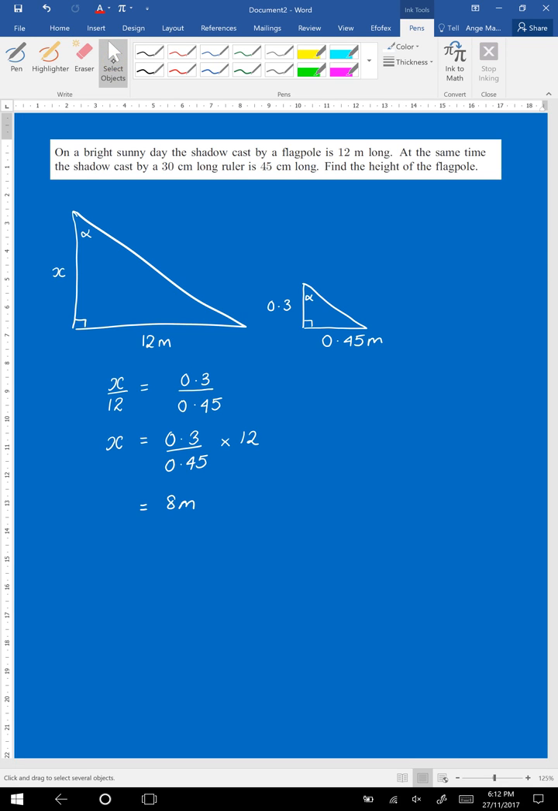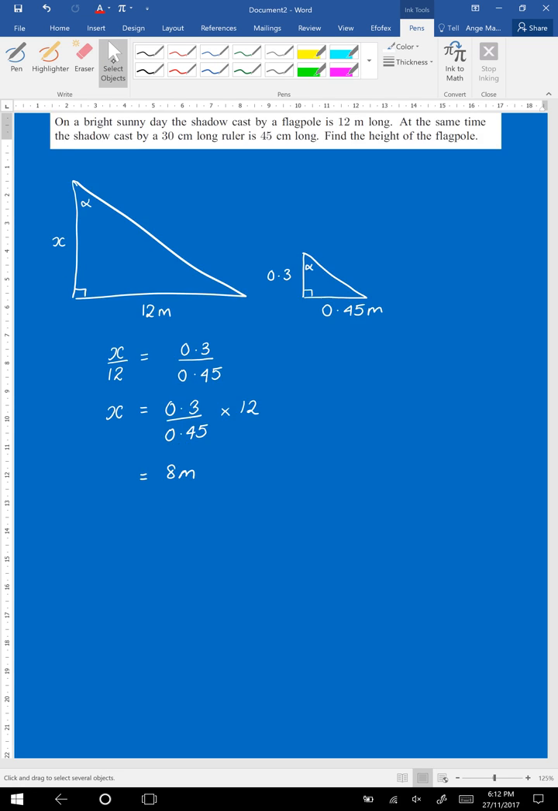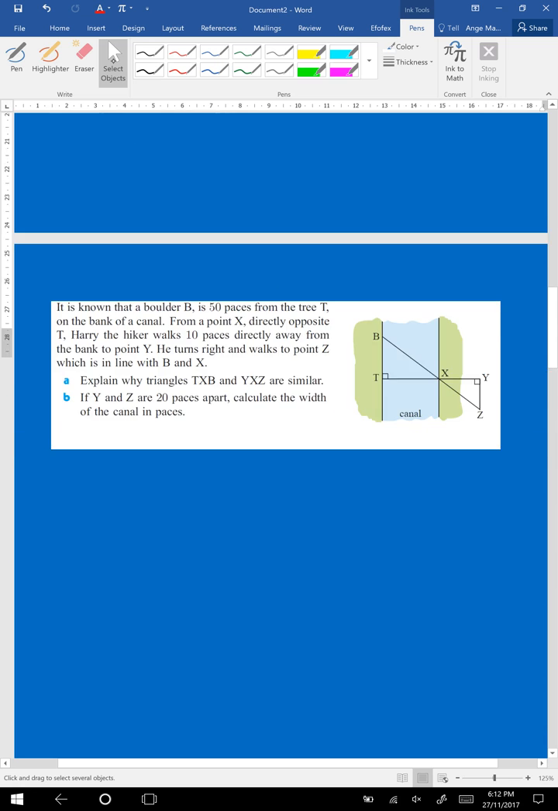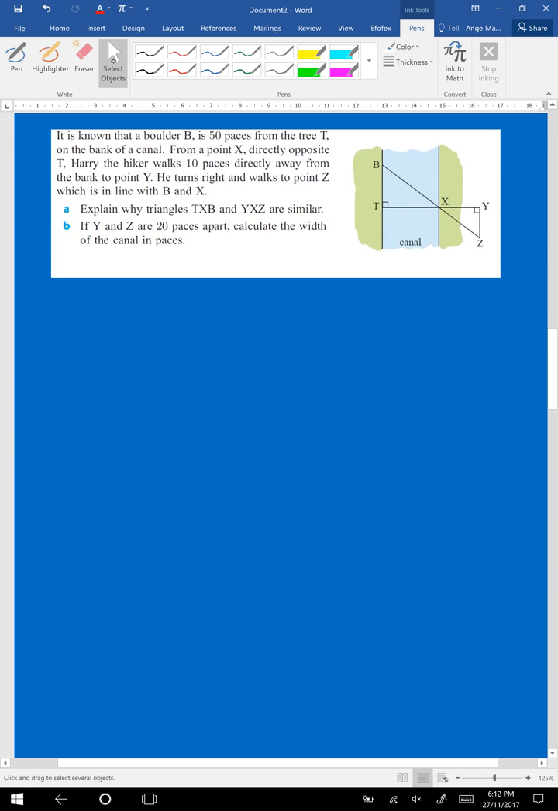Okay, so hopefully that made a little bit of sense. Try the next question, and if you get stuck, pause the video and have a look at the solution. Okay, on to the next one.